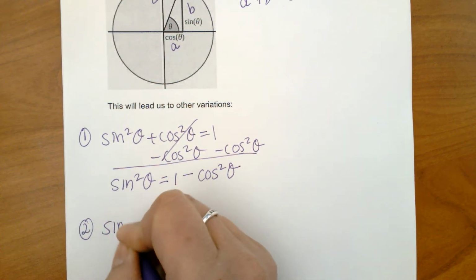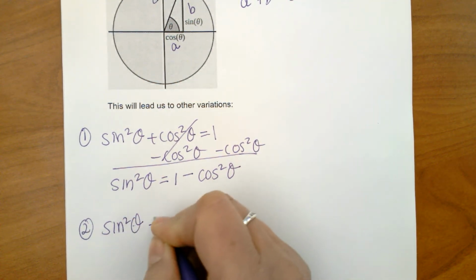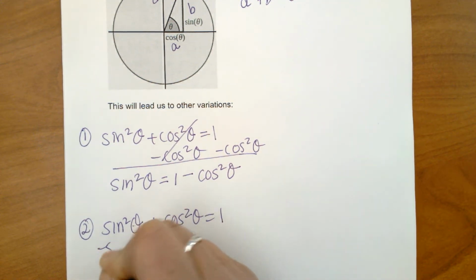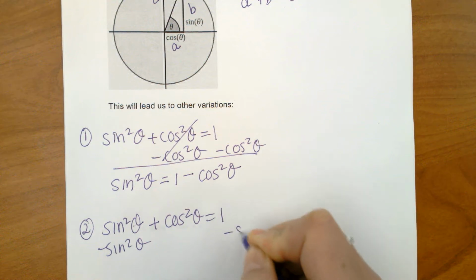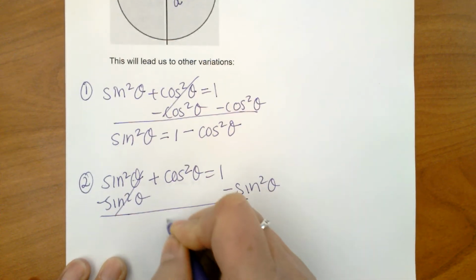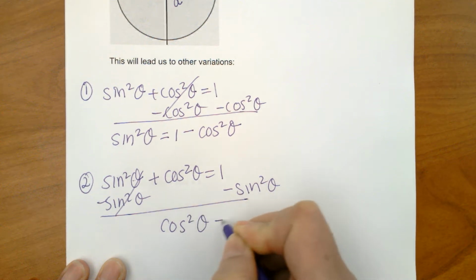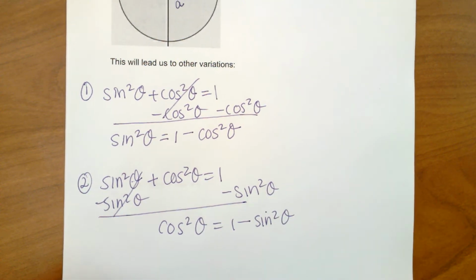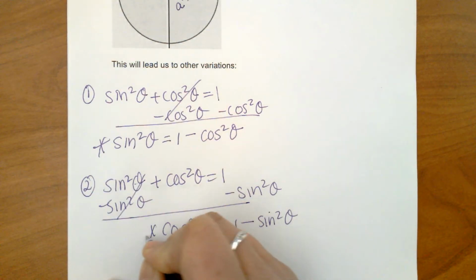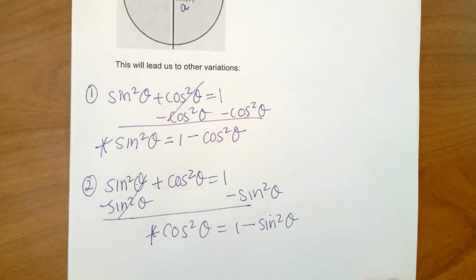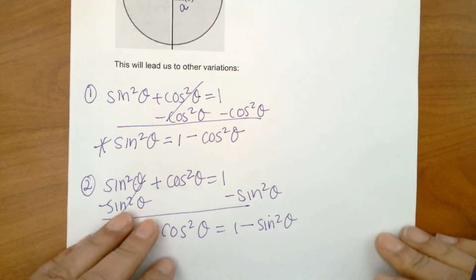The next variation, and I'm hoping that you're guessing it, is going to be subtracting sine squared theta. So we have cosine squared theta equals 1 minus sine squared theta. So here are two other variations of that first trigonometric identity. All right, let's see how we use these.